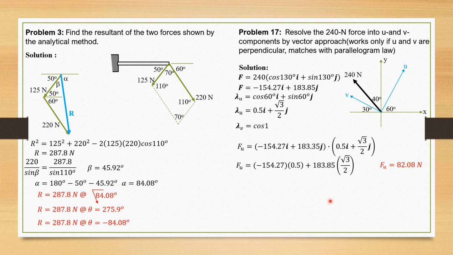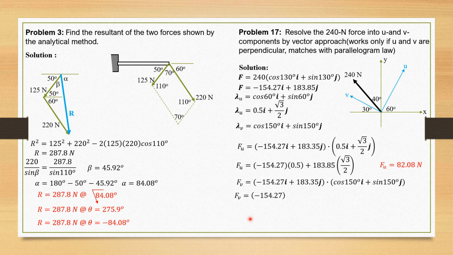Then lambda V is cosine 150 degrees i plus sine 150 degrees j. So F is negative 154.27 i plus 183.35 j. This is F dot lambda V. The result is magnitude of F, times 1, times cosine of the angle between the 240 Newton force and V. So it is F cosine of the angle between them. So that's the V component of the force.